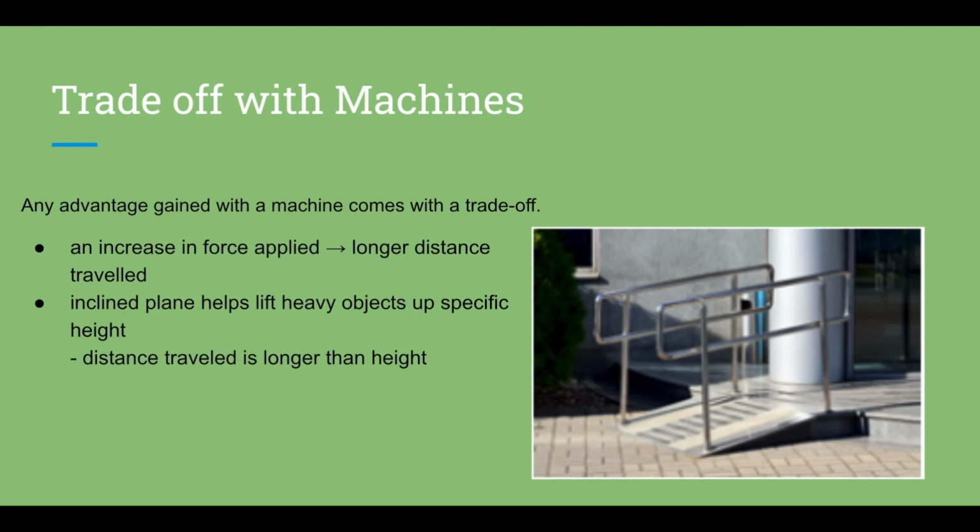Any advantage gained by a machine comes with a trade-off. So for example, an increase in force applied may require a longer distance traveled to complete the work. An inclined plane helps to lift heavy objects up to a certain height. However, the distance traveled along the inclined plane is usually much longer than the height. This makes the job of lifting easier, but the distance traveled longer.